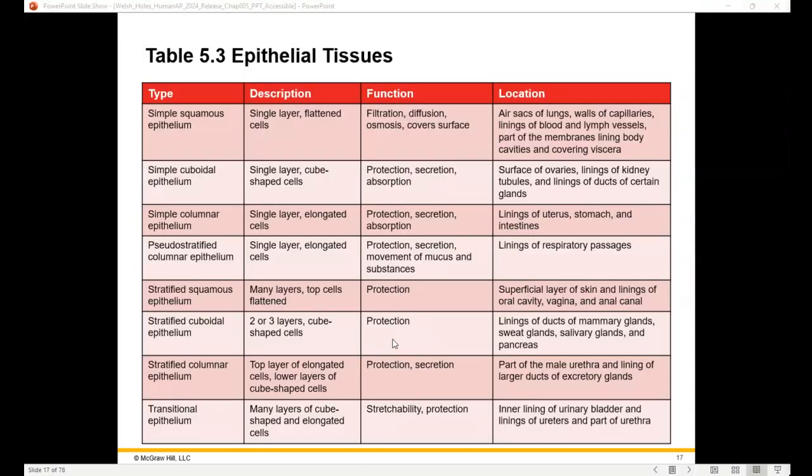Okay, and this is a good table to get to know, table 5.3, that goes through each of these types of epithelial tissues with a description, a function, and a location.